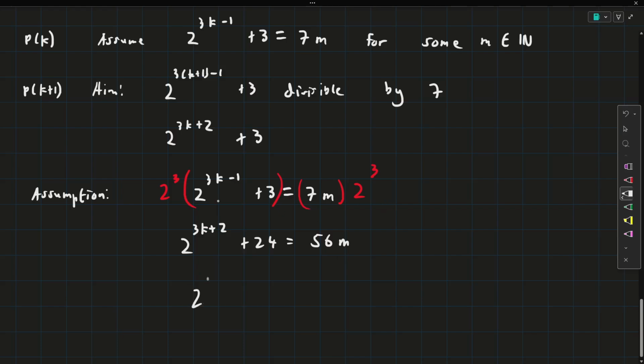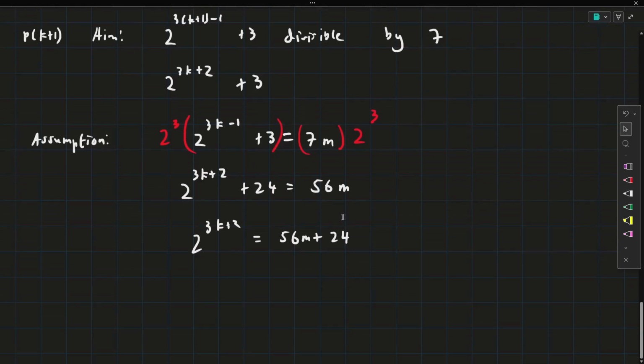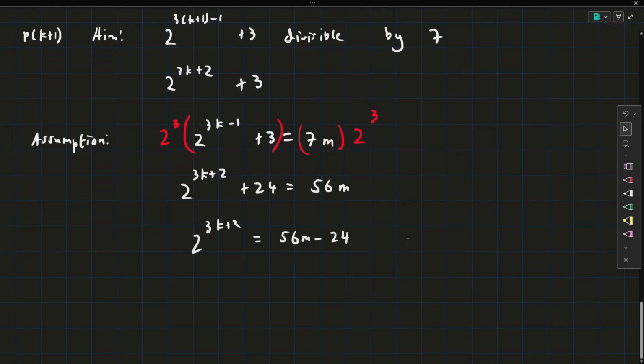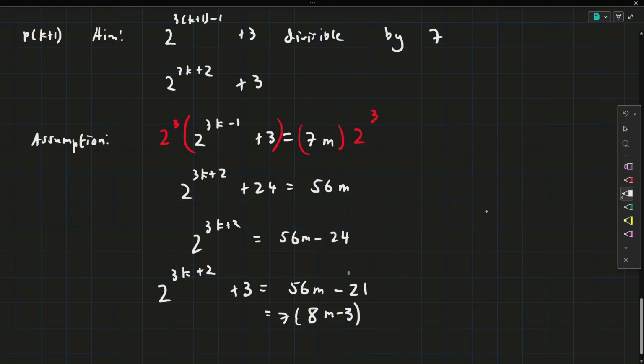And now what we can do is bring it all to the other side. So what we'll end up getting is 2 to the power of 3k plus 2, equals 56m, and I'm just going to bring the whole 24 over. Technically, we don't really need to do that, but I'm just going to do it for now. Sorry, minus 24, bring it to the other side as a minus. And now what we really need is 2 to the power of 3k plus 2, plus 3. So I'm just going to add 3 onto both sides to get what we need. So 2 to the power of 3k plus 2 plus 3 will be equal to 56m minus 21 when we add 3 to that. And that's quite nice because that's the same as 7 times 8m minus 3.